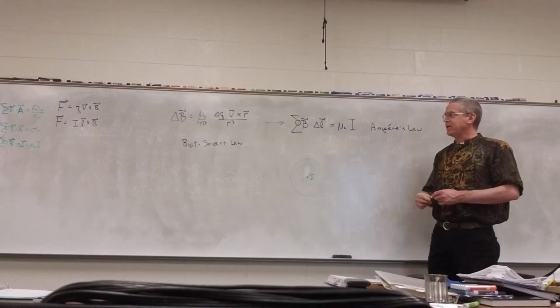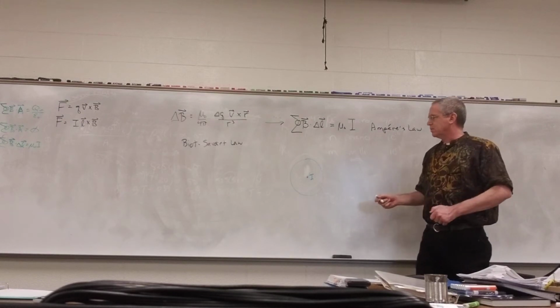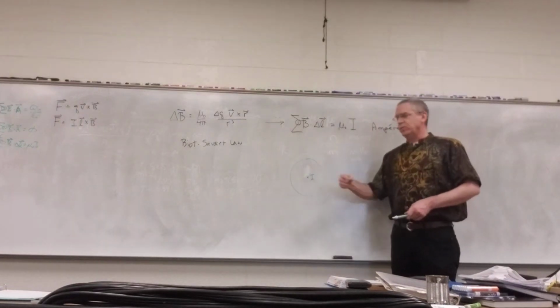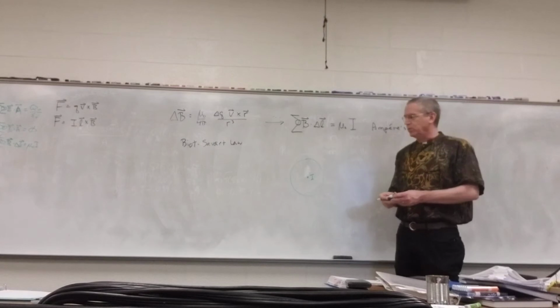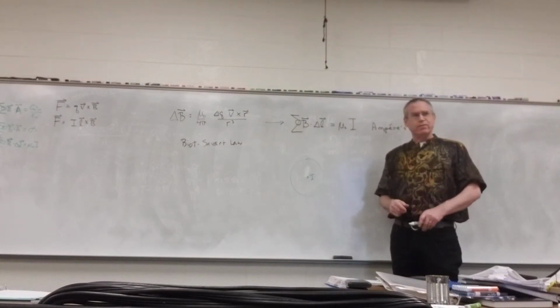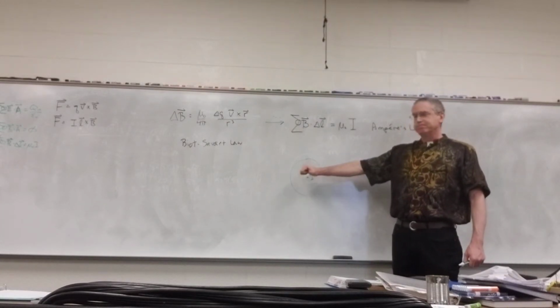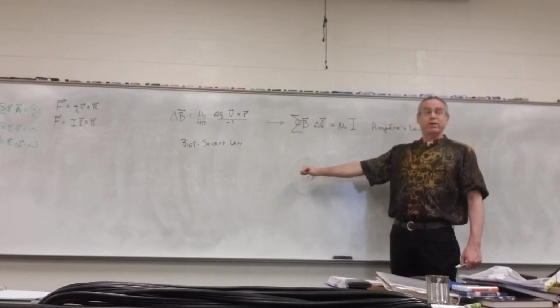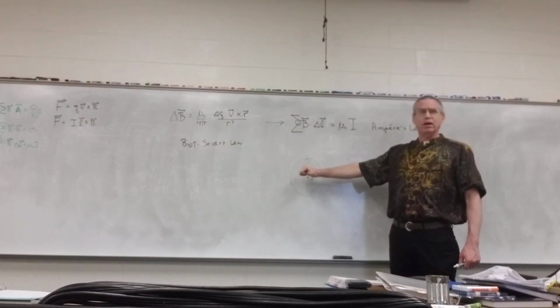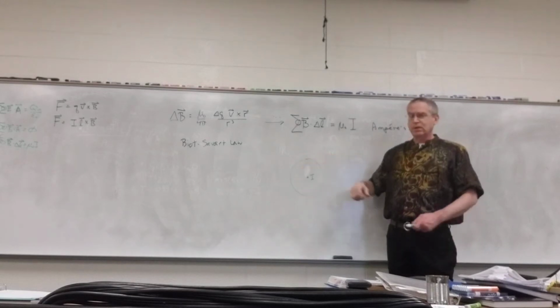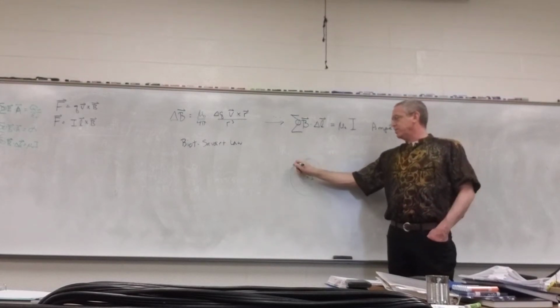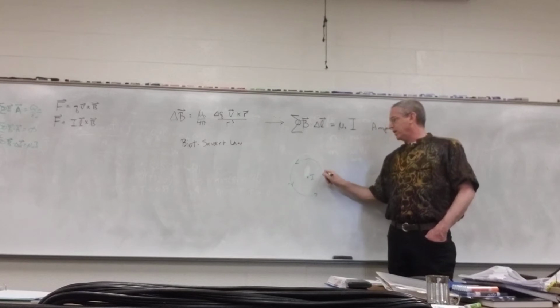The direction of the magnetic field is, well, current's flowing this way. We have yet one more right-hand rule. Put your right thumb in the direction of the current, and then your fingers curl in the direction of the magnetic field. So the current coming this way will create a magnetic field going around in that direction.